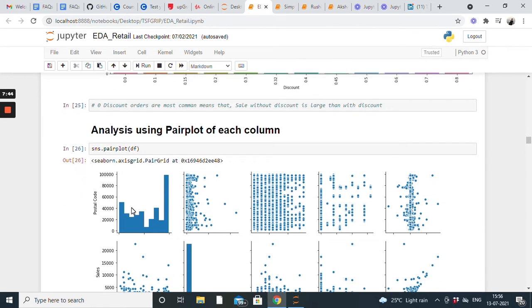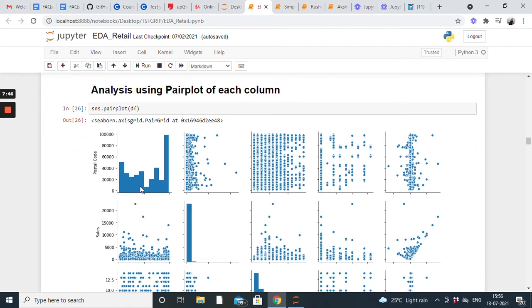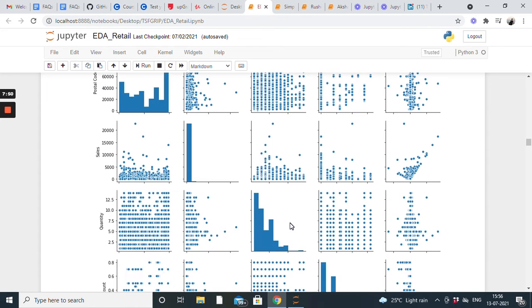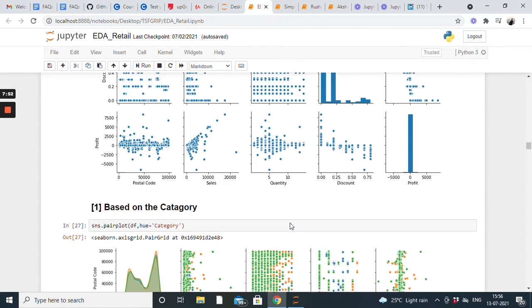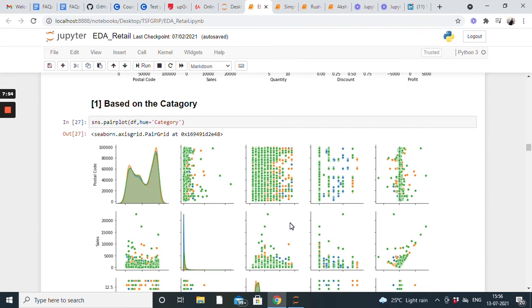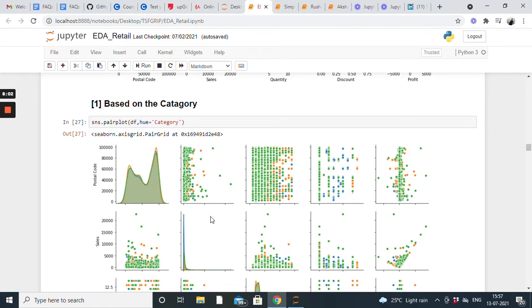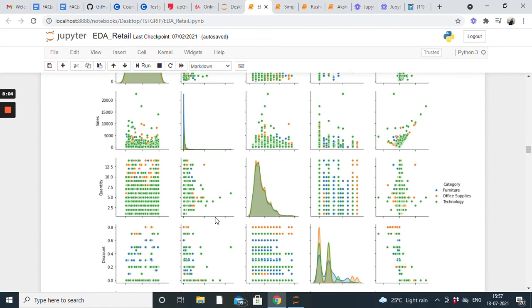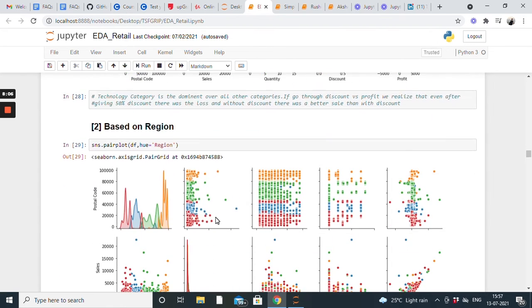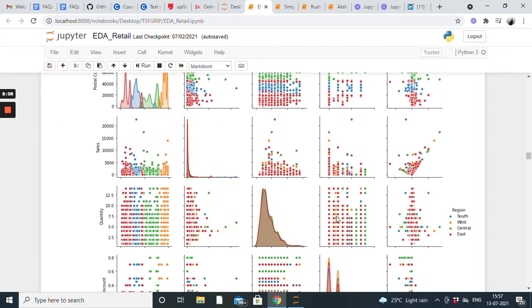Okay, so let's go with the analysis using the pair plot of each column, right? We'll simply plot the pair plot of the whole data frame. Here is the pair plot. Afterwards we go based on category: furniture, office supplies and technology. So as per category there is a pair plot. Then we'll go with the plot based on region: south, west, central and east.